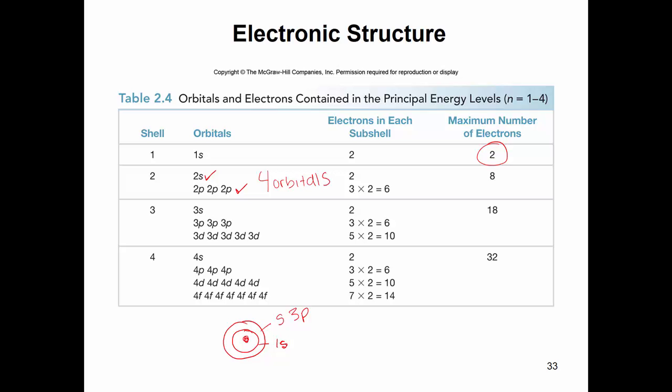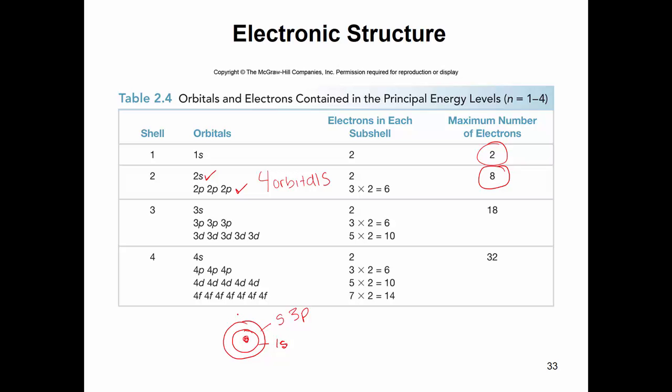If you have 4 orbitals, each of the orbitals holds 2 electrons. 4 times 2 gives us 8. So in the second energy level, you have an s orbital and 3 p's in the subshells, and that gives you a total of 8 electrons.